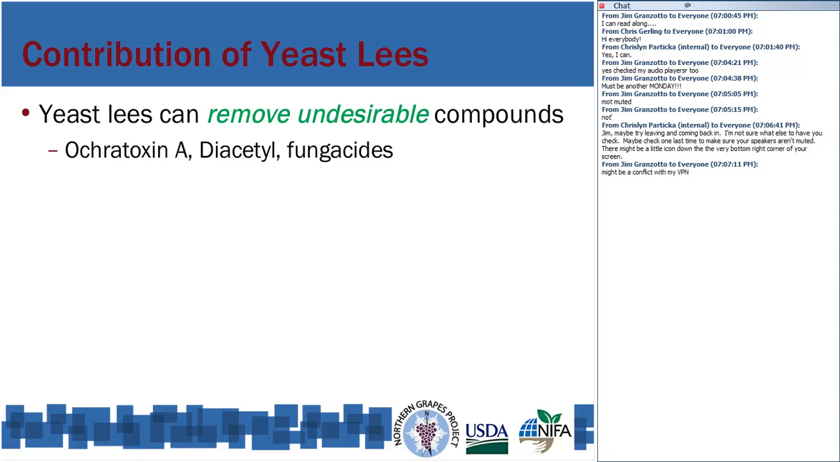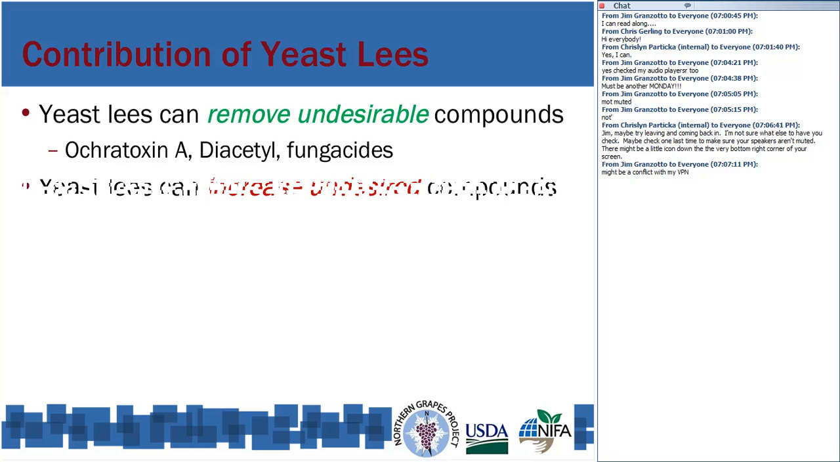Diacetyl, which has a buttery aroma. A lot of times people don't want that buttery aroma in their wine. When it's produced, it's usually produced by lactic acid bacteria. There's a little bit produced by yeast as well, but it's usually insignificant. So you can remove some of that buttery aroma and clean up your wine. And also fungicides, so residual fungicides that are in the juice, can also be removed by yeast, or by yeast lees, sorry.